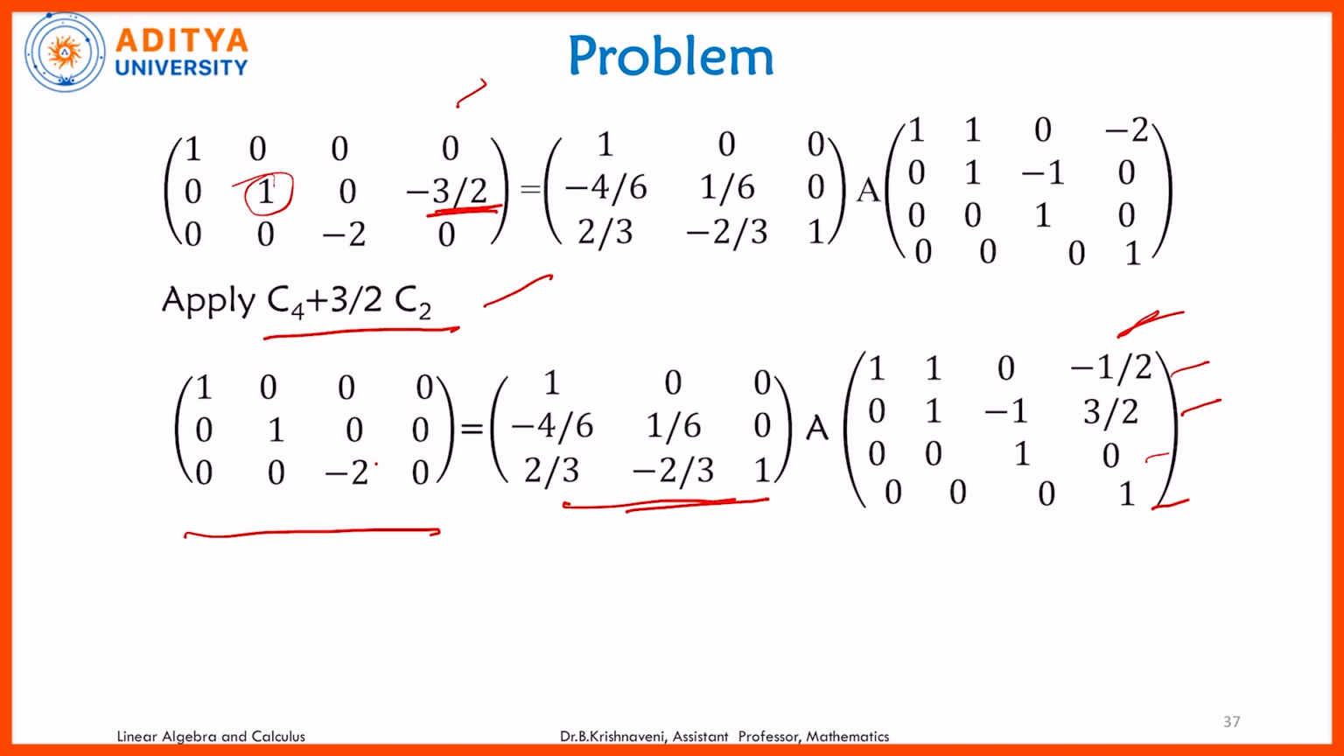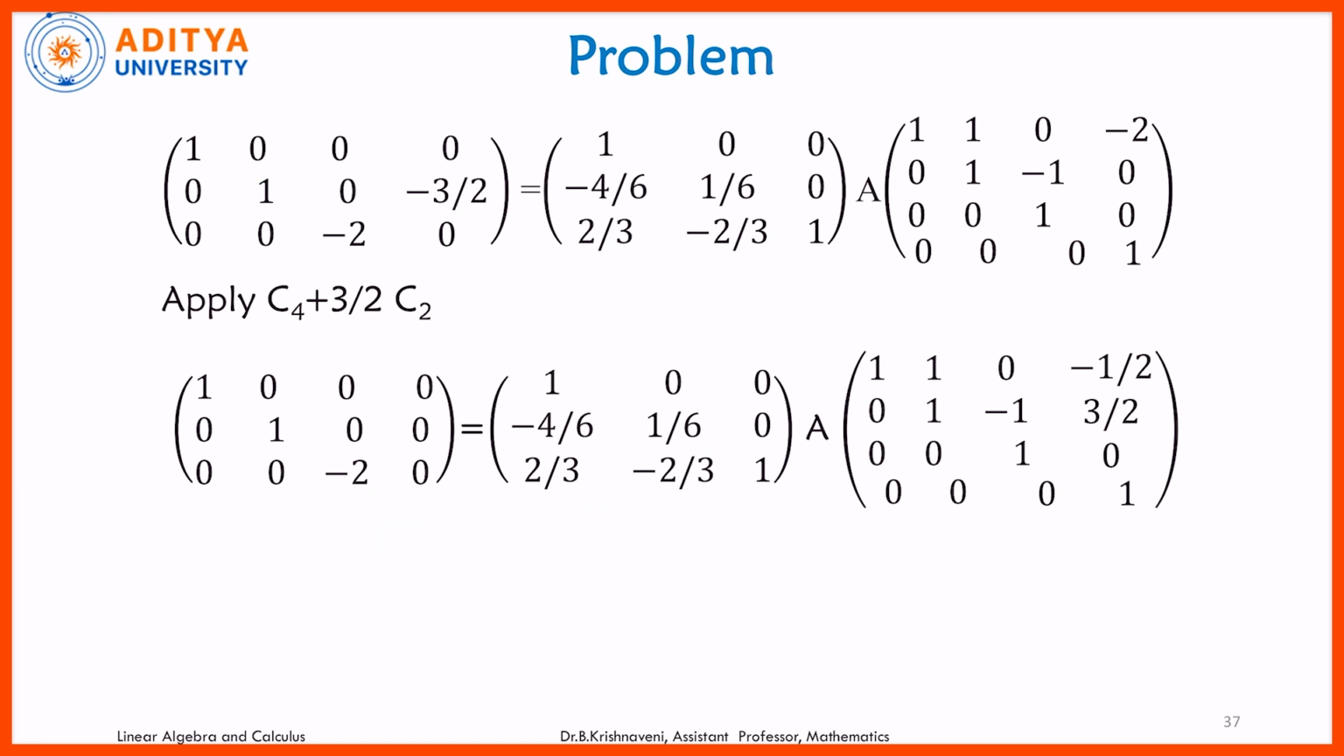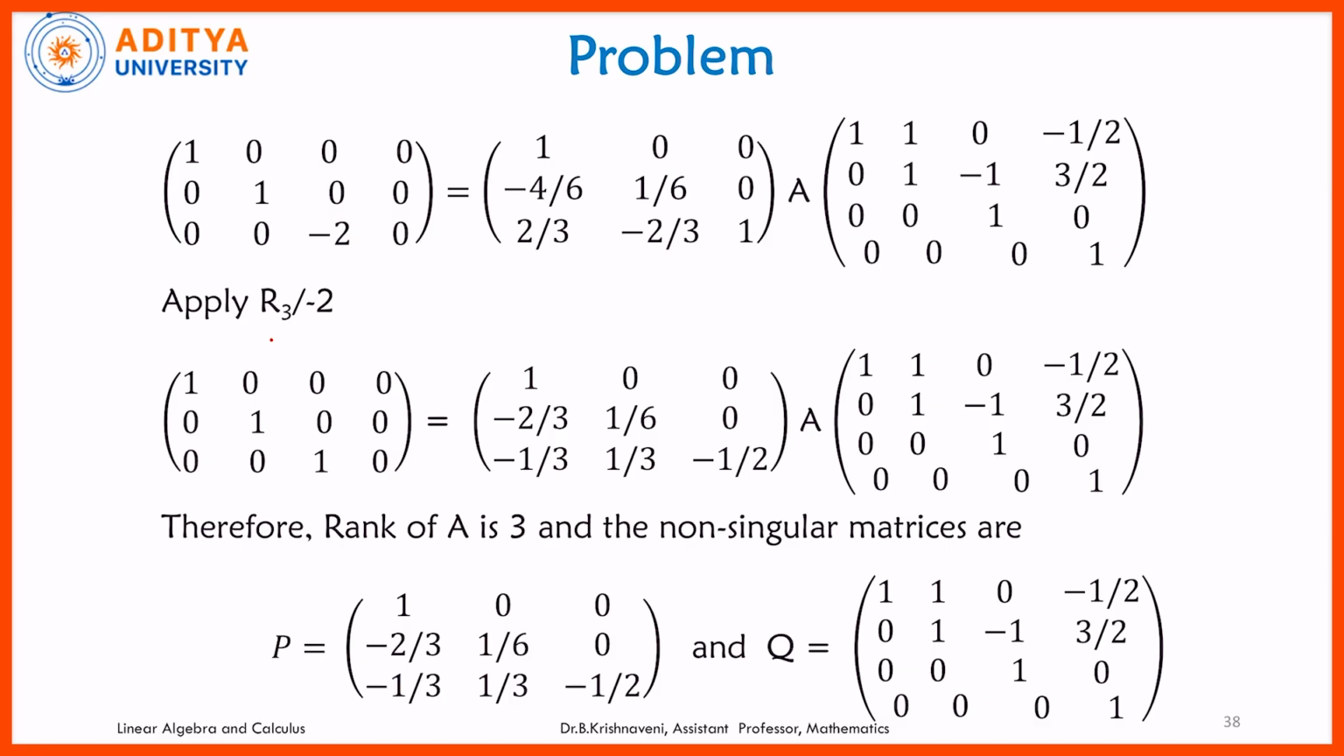0, 1. So at last, to convert this into normal form, you have to make this minus 2 as 1. For that you can perform the operation R3 by minus 2. So finally we got this, that is the normal form. R3 by minus 2 it is. Apply it on R2, and there is no change in the postfactor. So finally you got the normal form equal to PAQ.